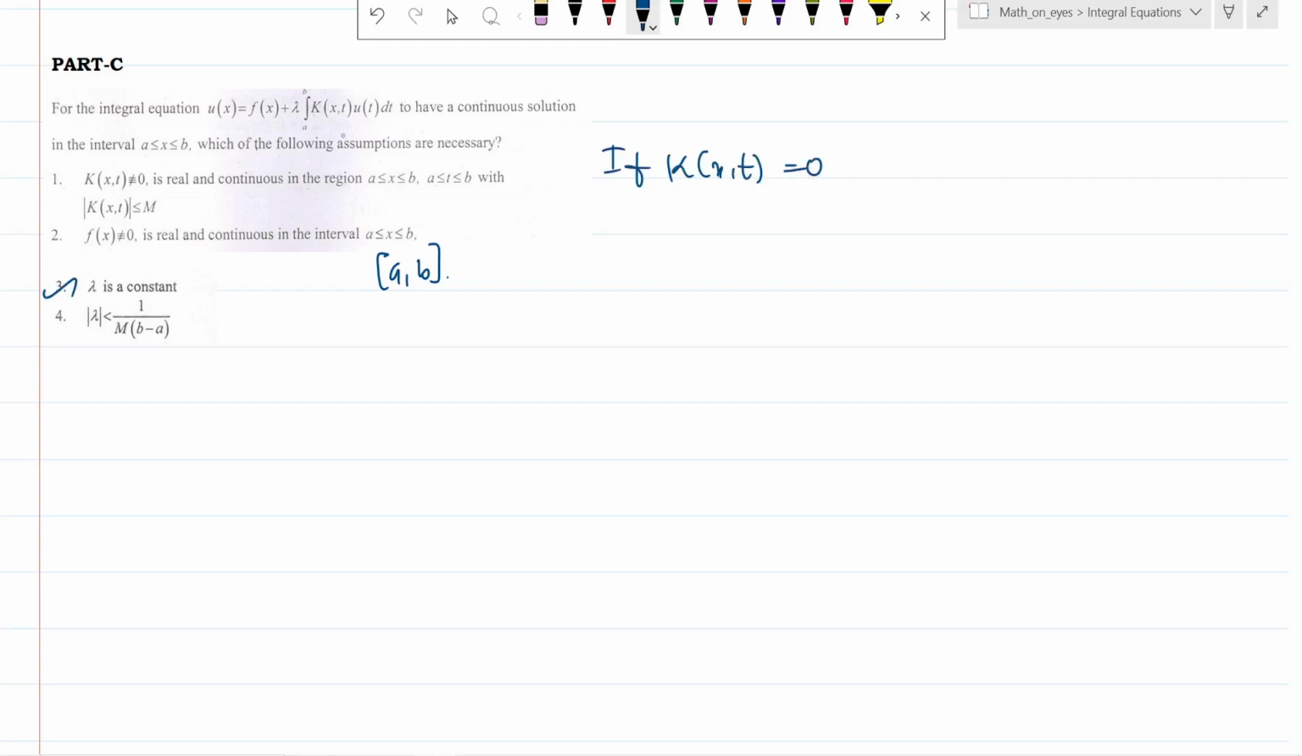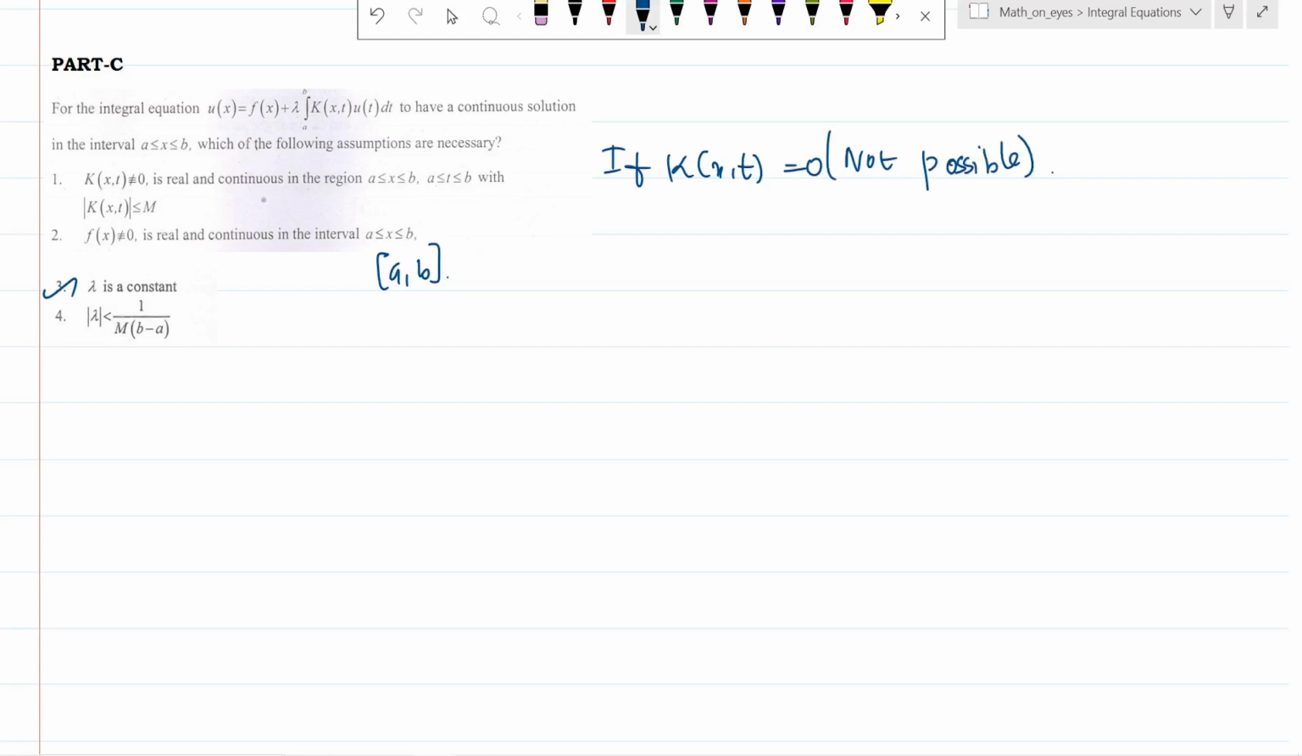An integral equation should have a non-zero kernel, and this type will give you the integral equation, right? So if k of x comma t is equal to 0, then in that case this equation does not exist. So this is a case which is not possible. The kernel should not be identically equal to 0.